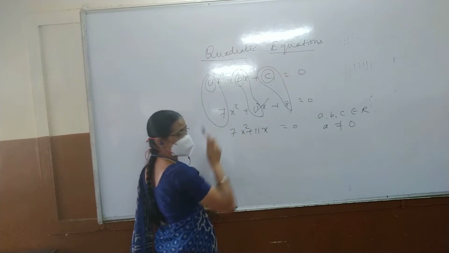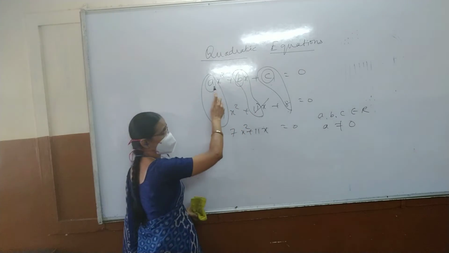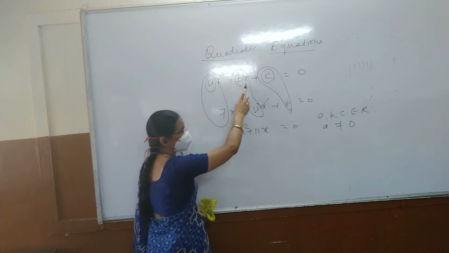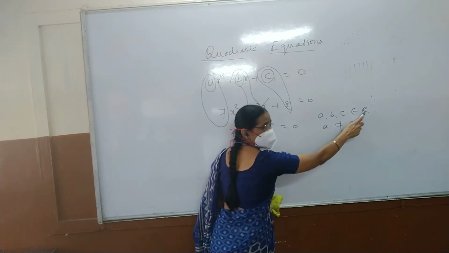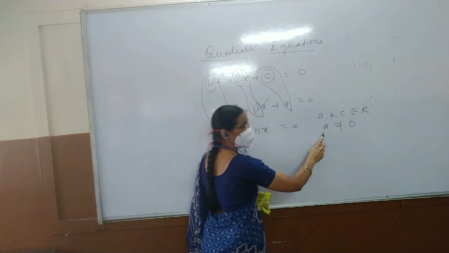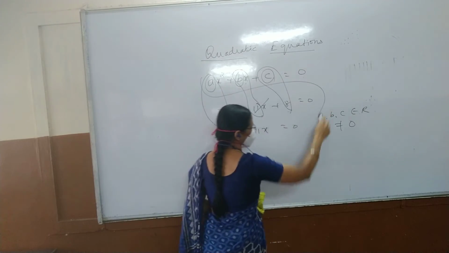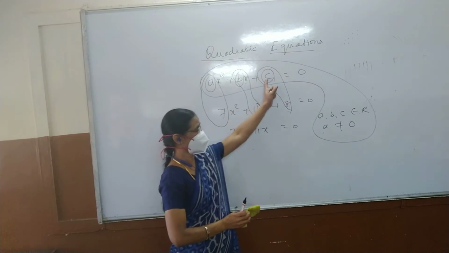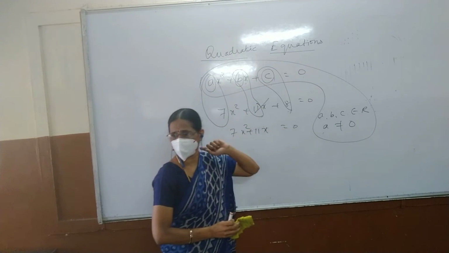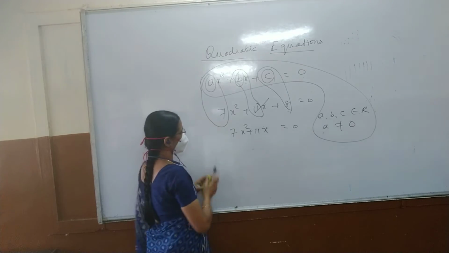So the standard form of a quadratic equation is ax squared plus bx plus c equal to 0, where a, b, c are real numbers and a is not equal to 0. So this is the complete standard form. Are you clear? Along with this, we should write the conditions also. Correct?